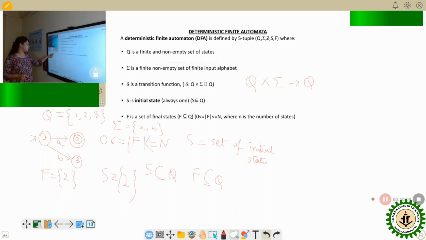So if we have taken 1 and we have applied an input symbol from sigma like A, so we have applied A on A, we are going to 2, and 2 belongs to the set of Q. So that is the transition function. If we apply any input symbol on any state of Q, then we are going to a state that belongs to Q. That is the meaning of transition function. So S is the initial state and A is the set of final states.